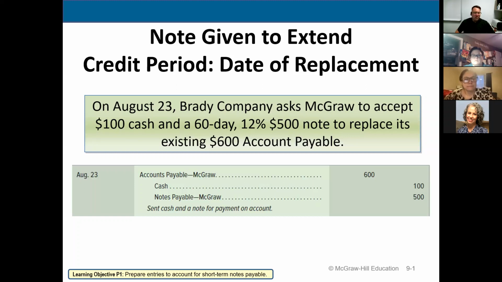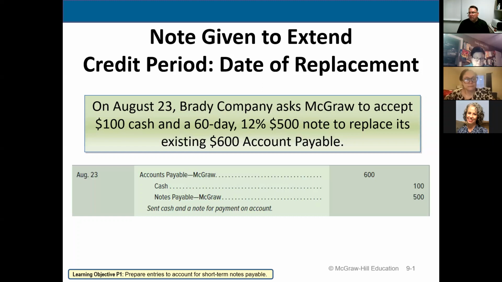This happens fairly often. Remember, accounts payable is where we owe somebody money, and businesses will often reach out to the person they owe and say, hey, remember how I promised to pay you in 30 days? I really can't afford to do it. So can we write a note? Can we make a more formal arrangement? I'll even pay you interest.